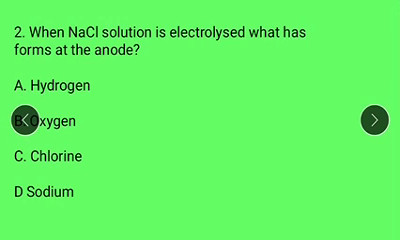Okay, when sodium chloride solution is electrolyzed, what forms at the cathode? Hydrogen, oxygen, chlorine, or sodium? Here the NaCl solution is an aqueous solution. At the anode, it forms chlorine gas.